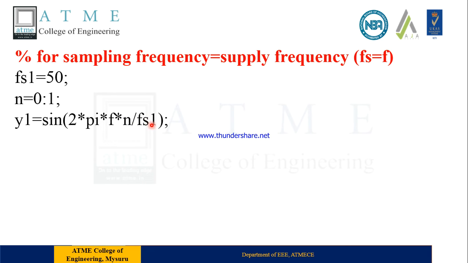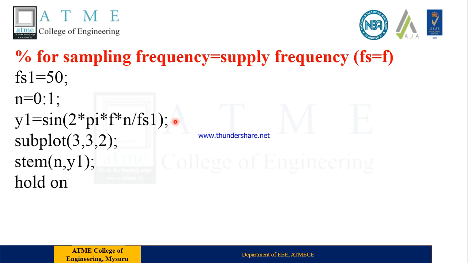So it is n divided by fs1. Now what is this n by fs1? t is equal to 1 by f, or f is equal to 1 by t. In place of t equal to 1 by f, I am plotting this as n. N here represents the time period. I have considered it here as 1, so 1 divided by 50. Whatever that 1 divided by 50 is will indicate my time period.